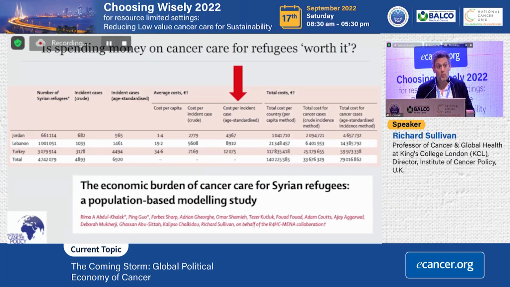We also talk about where we spend our money, allocation. And I don't want to, you've had lots of examples of India, etc. I want to do a completely different example here. One of the big questions I have, because I work in a lot of areas of conflict, is: is spending money on cancer care for refugees worth it?